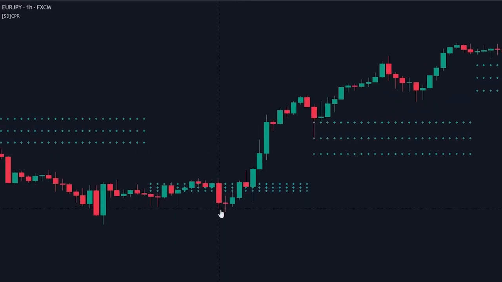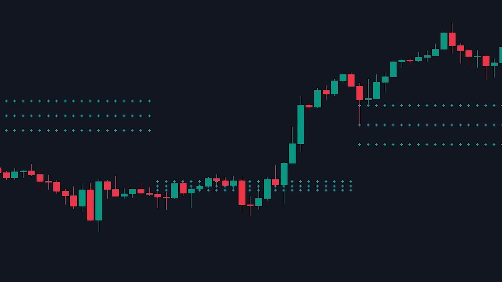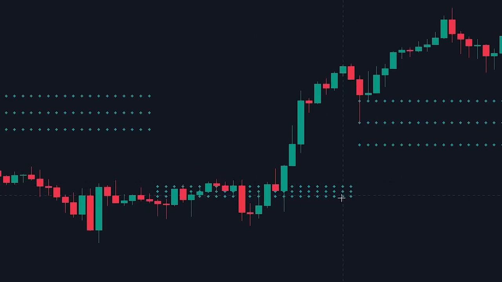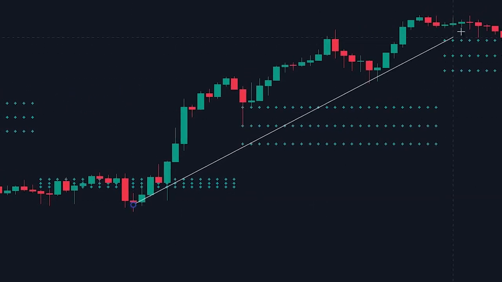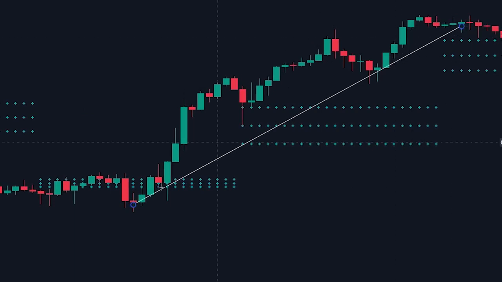As you can see here, a narrow central pivot range has formed. We can spot this because of the very small gaps between the lines. After the narrow CPR has formed, price makes a big move to the upside, causing the market to start heavily trending. Now that we know how to use pivot points and how to read the CPR indicator, let's take a look at how you can use the CPR to enter into positions.